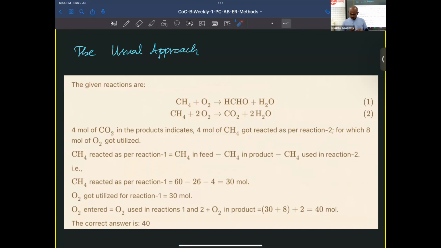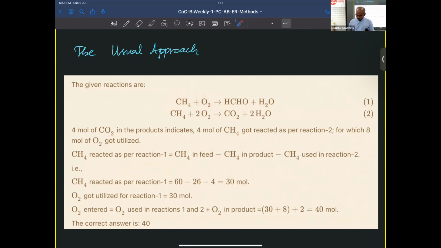Now, how much of O2 got utilized for the reactions? Already we know the O2 for the second reaction, which is 8 mole. And O2 for the first reaction, how much? Because we know how much methane is getting reacted as per reaction 1, which is 30 mole. So 1 mole is taking 1 mole. So 30 mole of O2 will be utilized here.